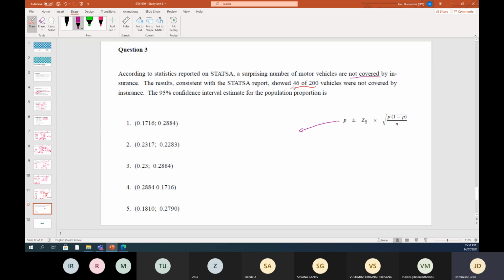So the not covered is 46 of the 200. So 46 divided by 200 will give us that P value, plus minus Z. So for a 95% confidence interval, Z is 1,96. So we can work with that. Let's also just work out the P. If we say 46 divided by 200, we get 0,23.